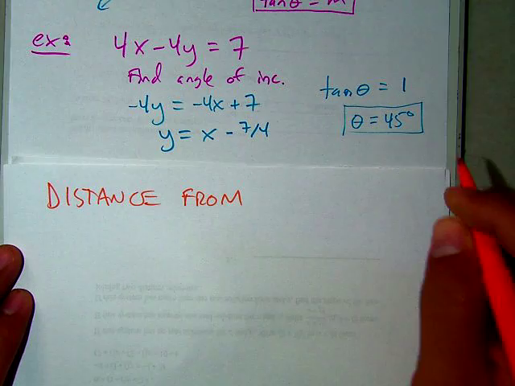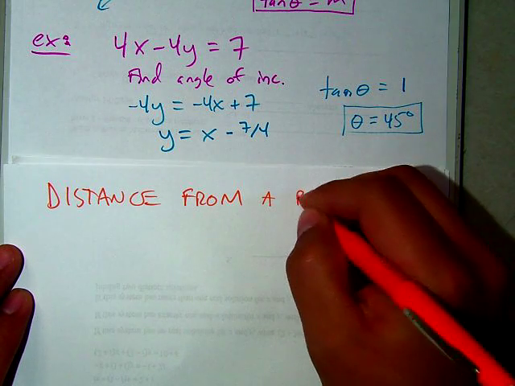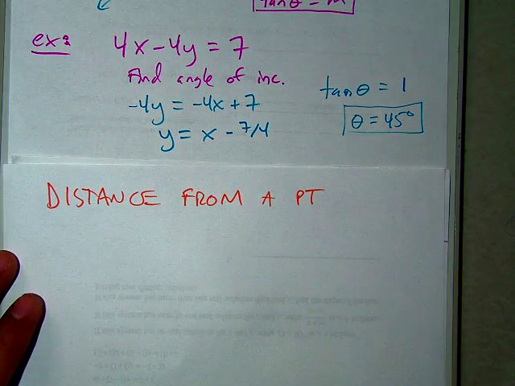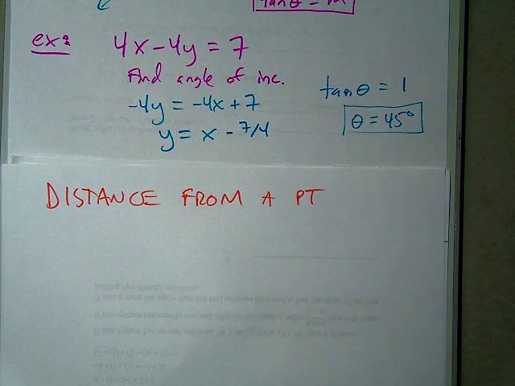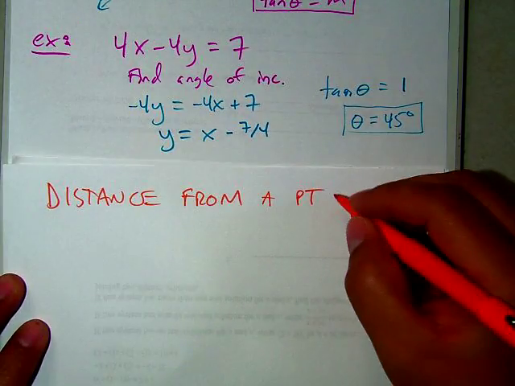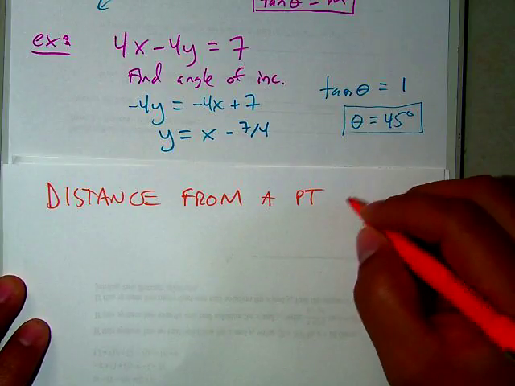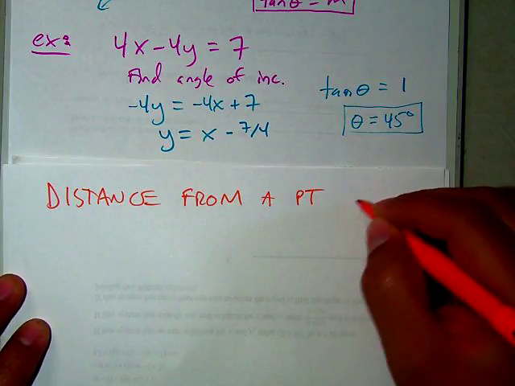Okay. Distance from a point to a line. That's the last formula that we're going to learn about. And then I'm just going to do a few examples that kind of merge all this information that we've talked about, so seeing if we can apply some previous knowledge with some of the new stuff.